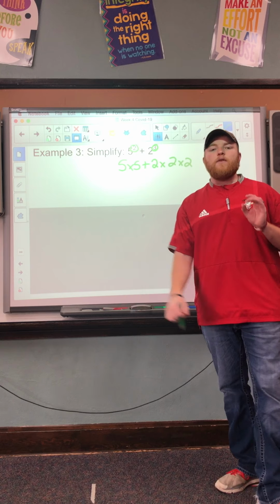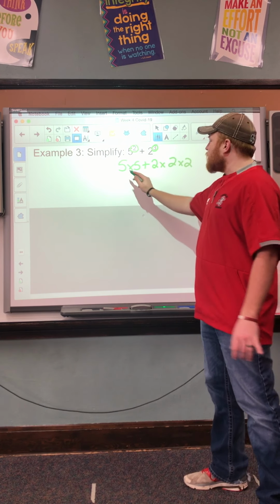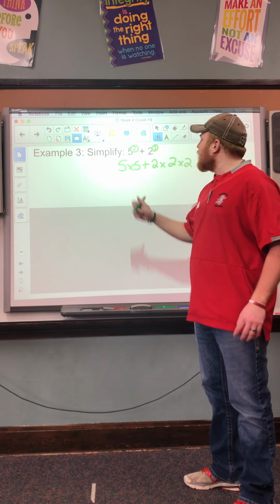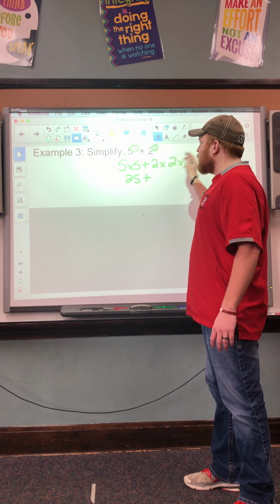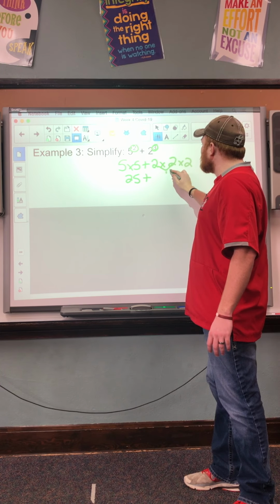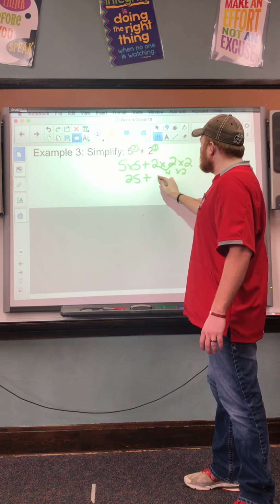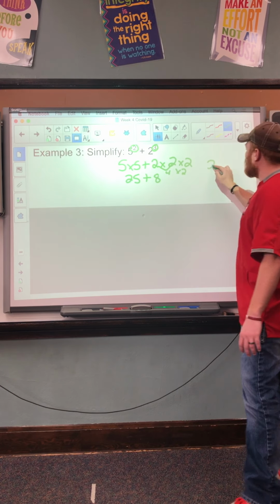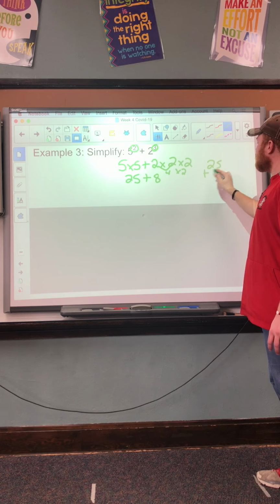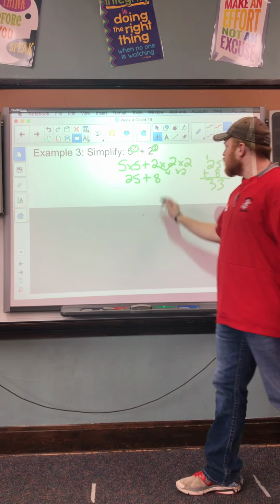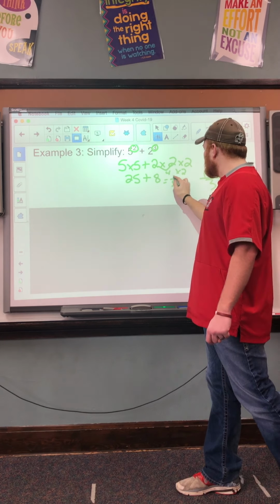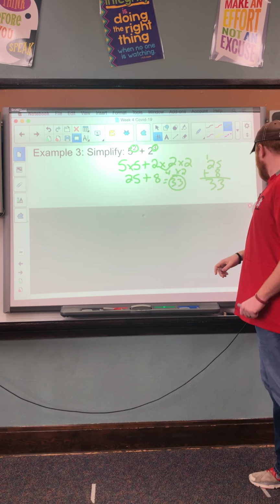Okay, so first figure out the multiplication. 5 times 5 we should know automatically is 25, plus, and then we just figured this out, 2 times 2 is 4, times 2 is 8. So if we go 25 plus 8, we get 33, which would be our answer. Okay?